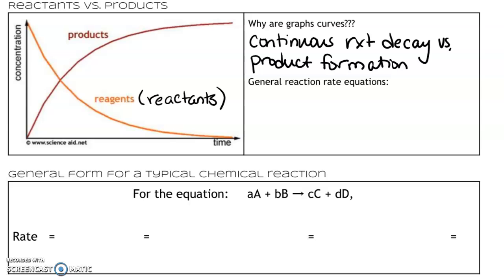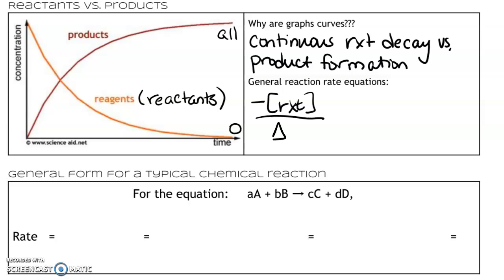The reason they're curves is because you have continuous reactant decay, so this is going down. At the same time, you have continuous product growth or formation. So eventually there will be zero reactants left and only products left in the reaction vessel if it's not a reversible reaction.